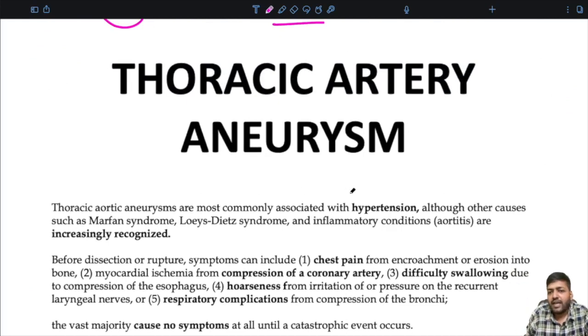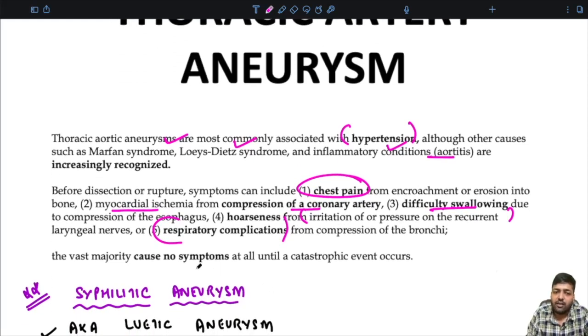Now they are most commonly associated with hypertension, although other causes such as Marfan syndrome, Loeys-Dietz syndrome, and inflammatory conditions like aortitis are increasingly recognized. Before dissection or rupture, symptoms can include chest pain from encroachment or erosion into the bone, myocardial ischemia from compression of a coronary artery, difficulty swallowing due to compression of the esophagus, hoarseness from pressure on the recurrent laryngeal nerve, and respiratory complications from compression of the bronchi. The vast majority of these aneurysms cause no symptom at all until a catastrophic event occurs.